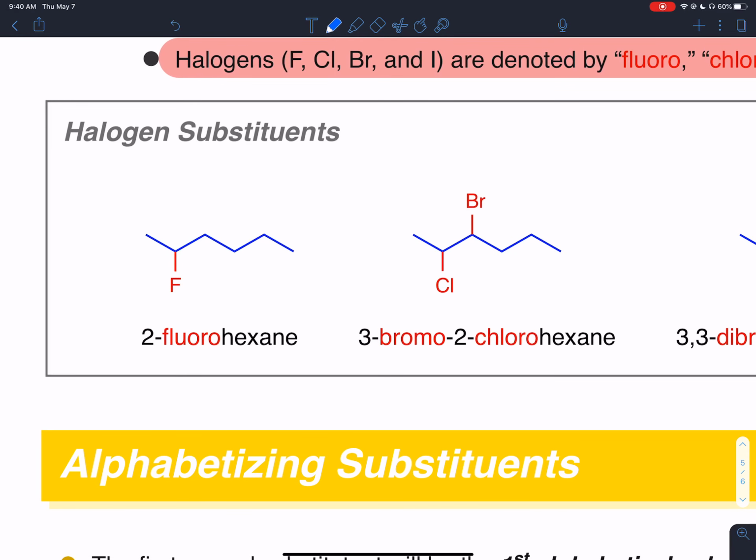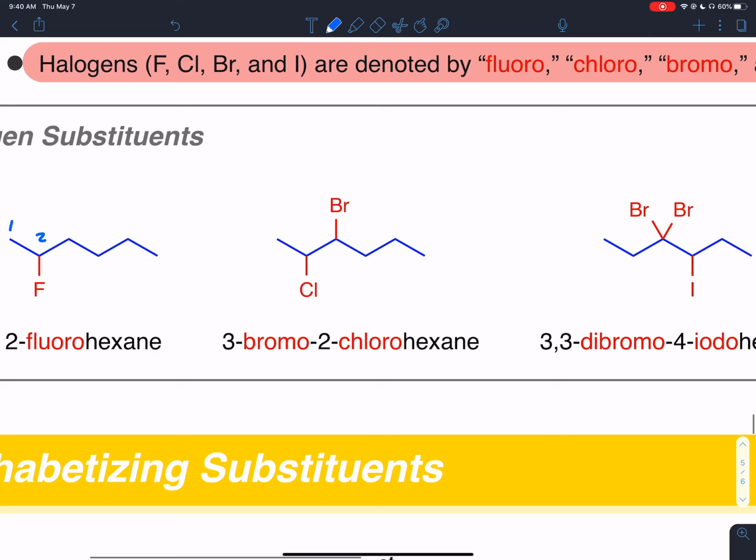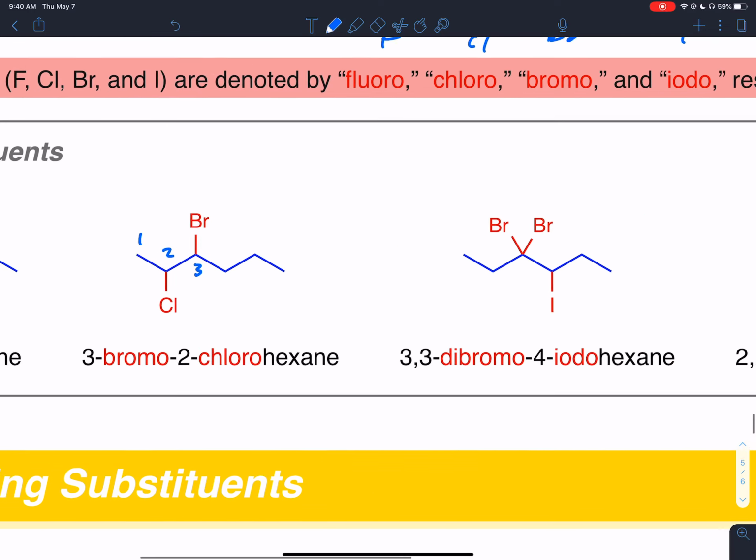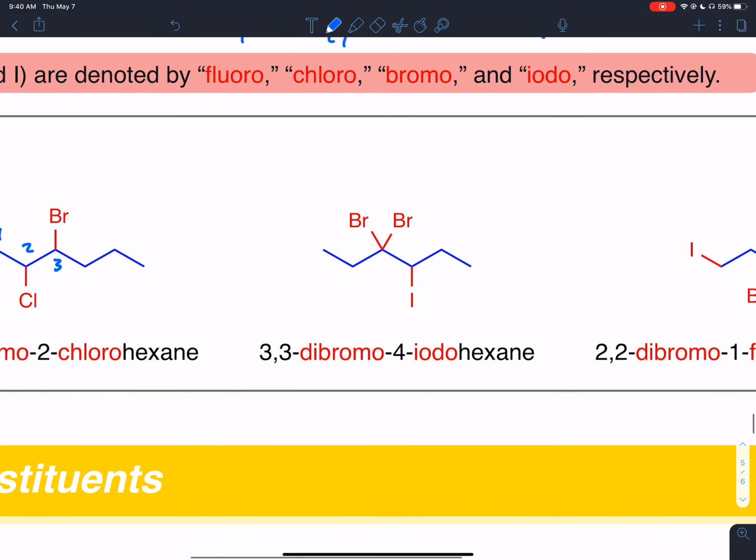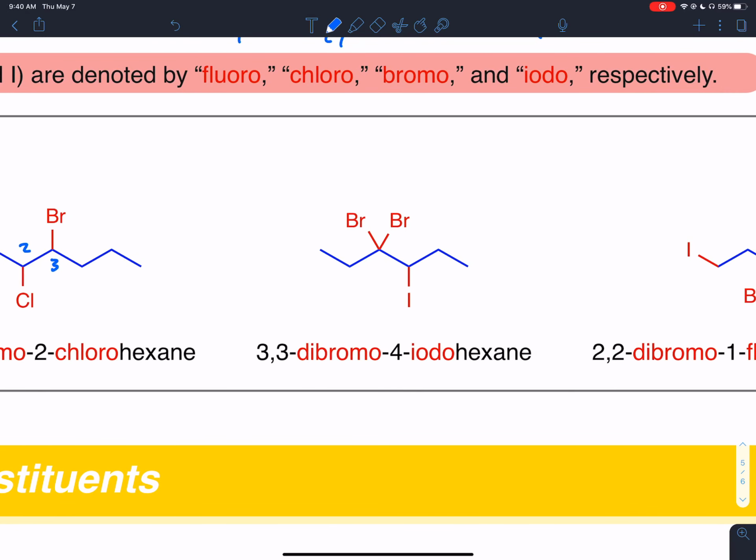Here we have 2-fluorohexane, and it's at the 2 position that we have this fluorine. In our next example, we have both a chlorine and a bromine, and we would number the chain in this direction. And we will name the bromine first. It is the first alphabetized substituent. We have 3-bromo-2-chlorohexane.